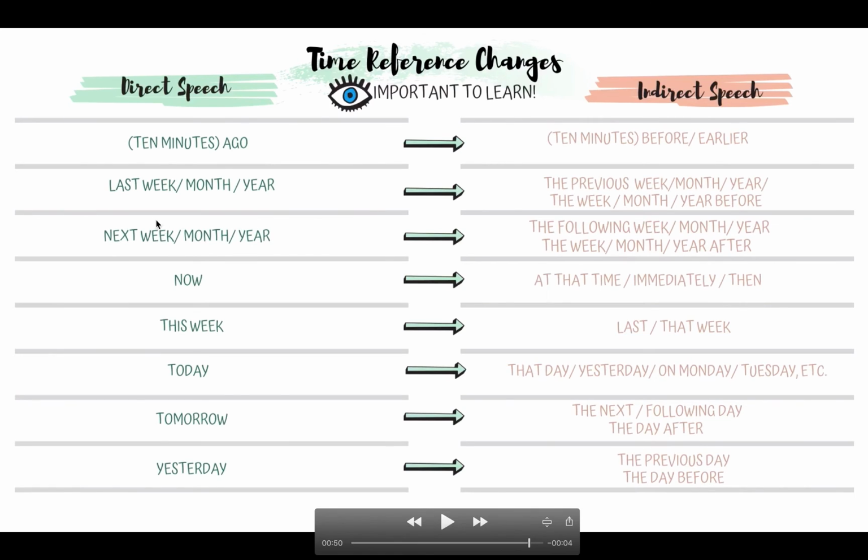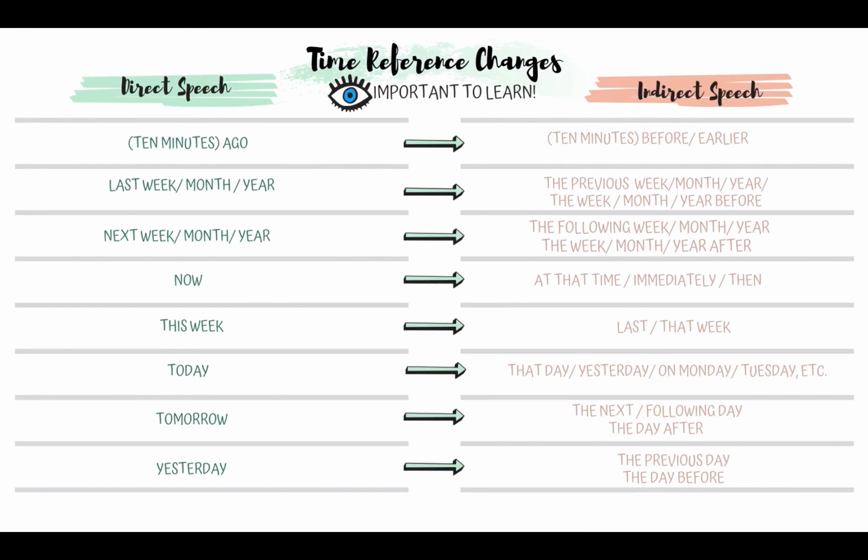Okay? Next week, month or year. So we're talking about the future. The following week, month or year. Or we can also say the week or the month or the year after. All right? Now, then changes to at that time, or immediately, or then. All three are correct. This week, well, this then becomes last or that. So this week, last week, or that week, or this Sunday, that Sunday.